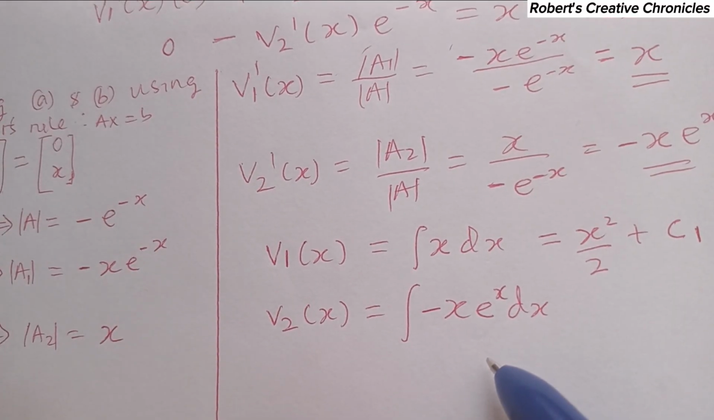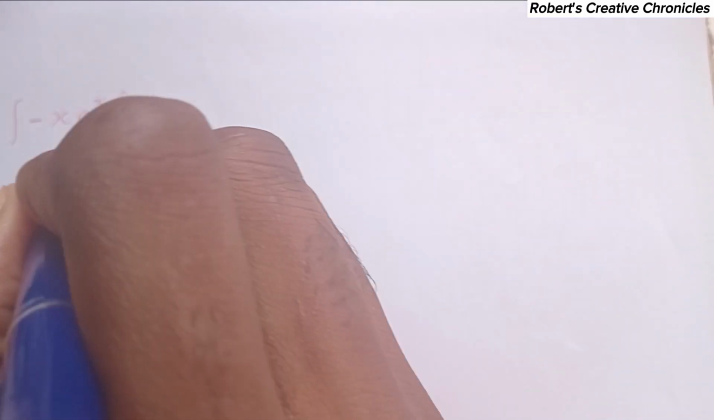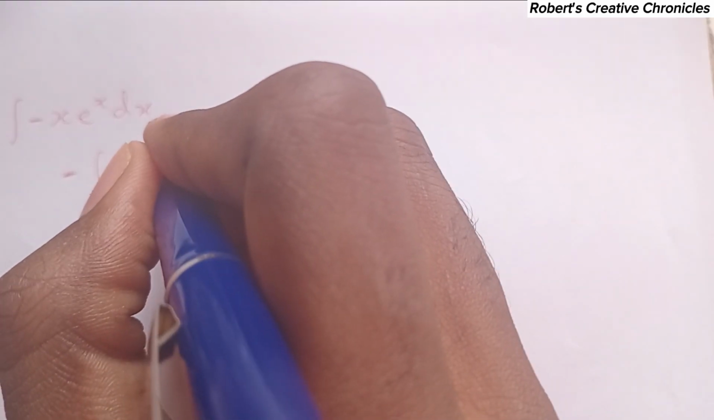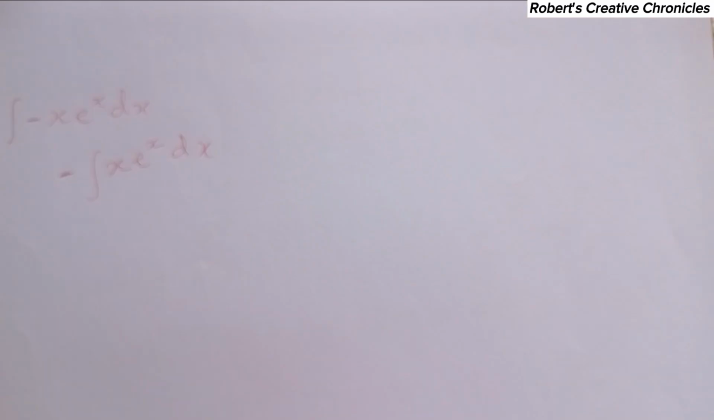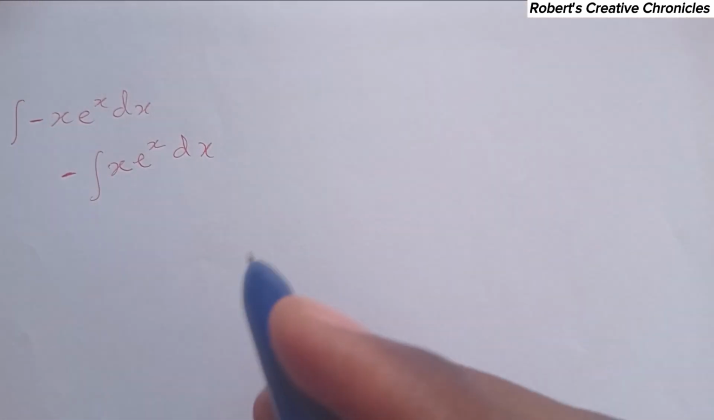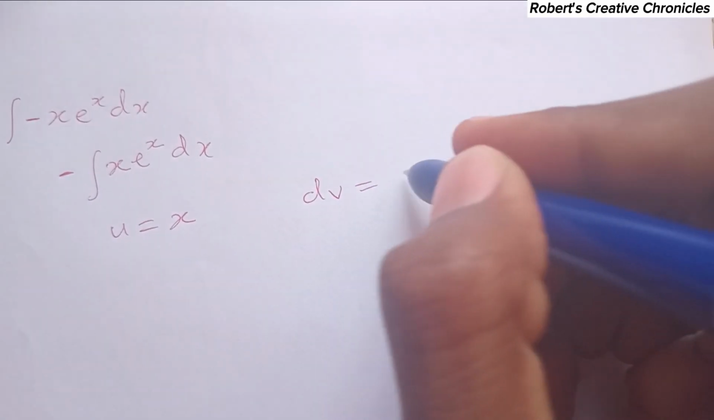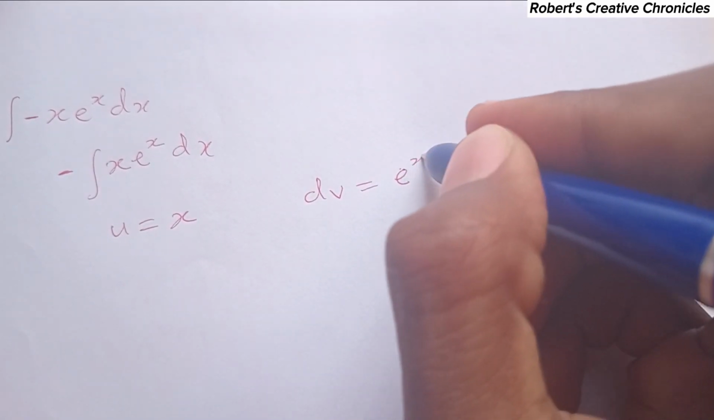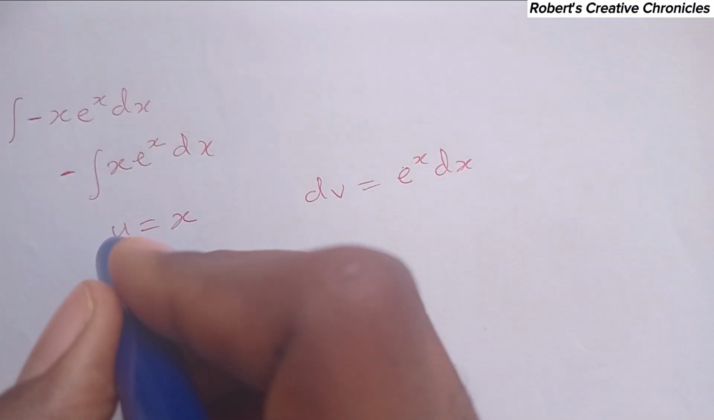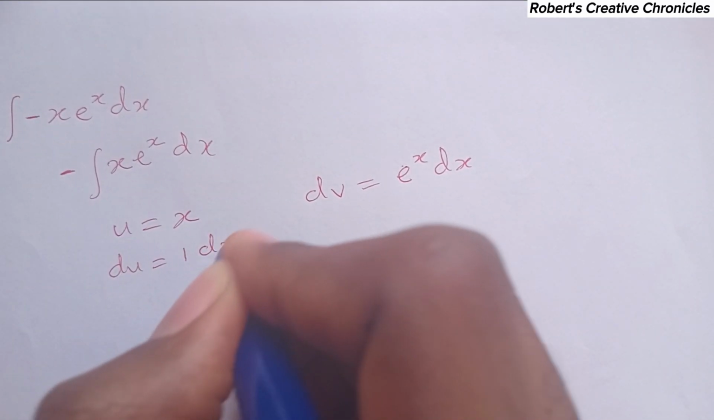Let's integrate it. To find the integral of this, we can factor the negative out to get negative integral of x exponential x dx. Now you know that when using integration by parts, x has a higher precedence than exponential x. So we're going to say u is equal to x and dv is equal to exponential x dx. Now we'll differentiate this, so du is equal to 1 dx.